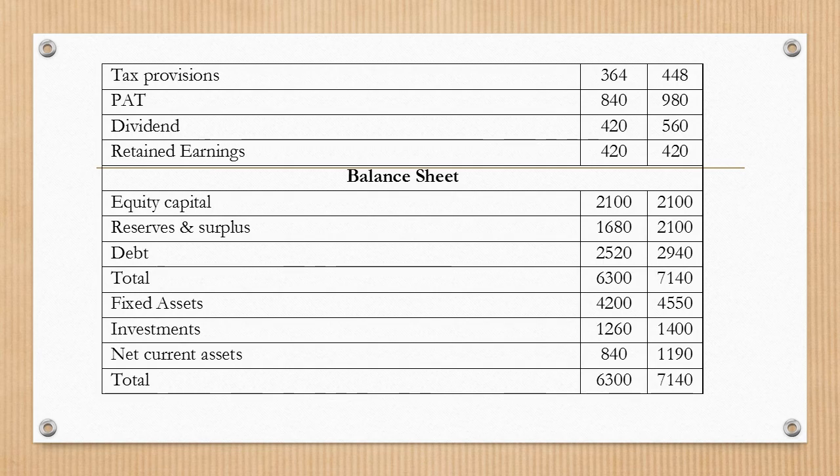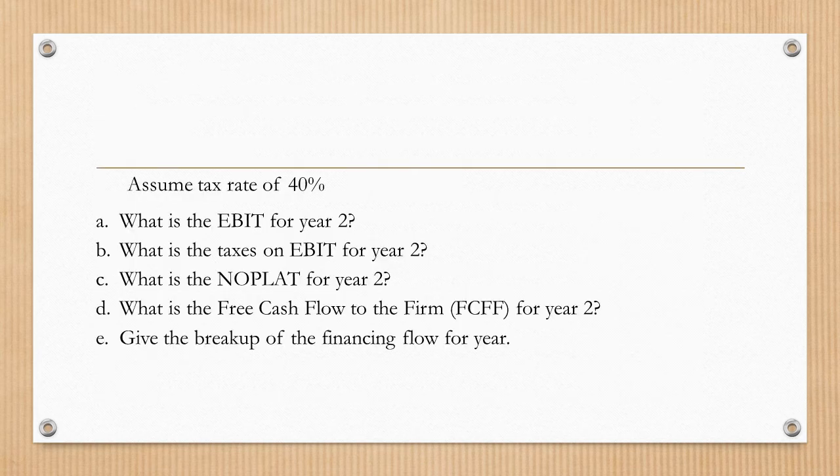Assume a tax rate of 40%. What they asked you to find out is, first, what is the EBIT for the year 2? Second, what is the tax on EBIT for the year 2? Third, what is the NOPLAT, that is net operating profit less adjusted tax? Next, what is the free cash flow to the firm, that is free cash flow for the year 2? And the fifth one, give the breakup of the financing flow for the year.